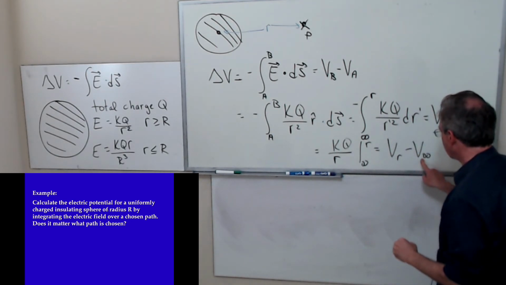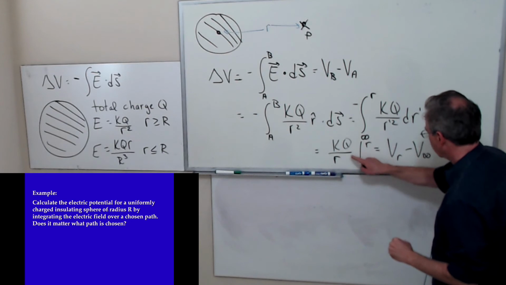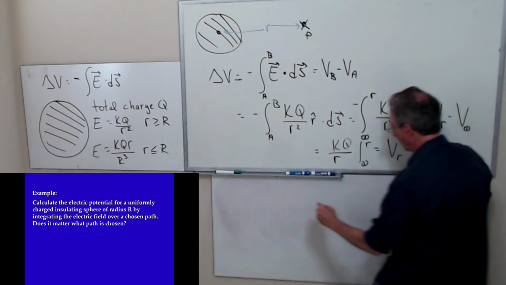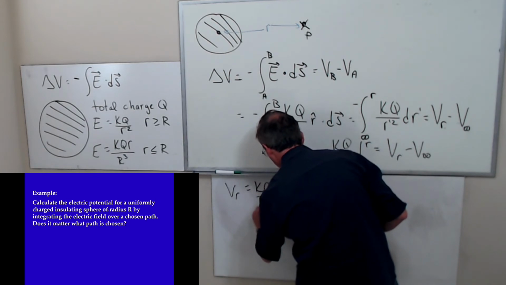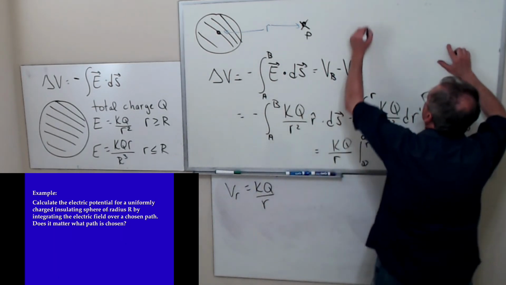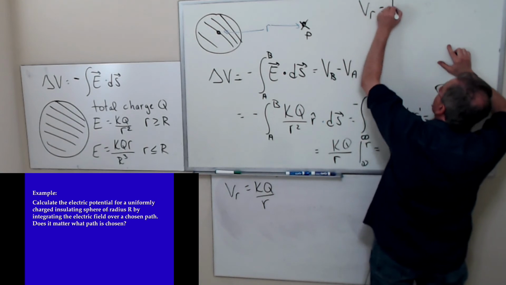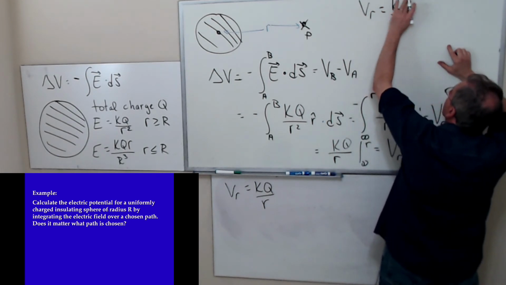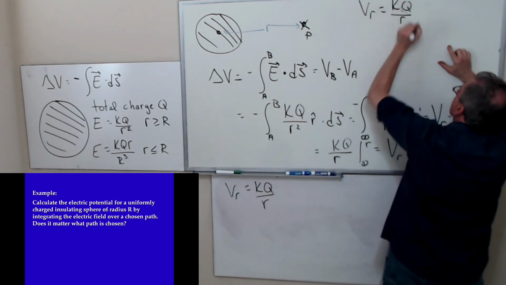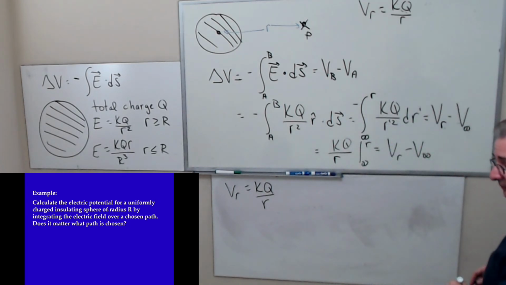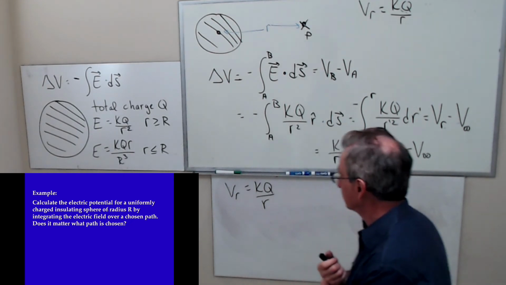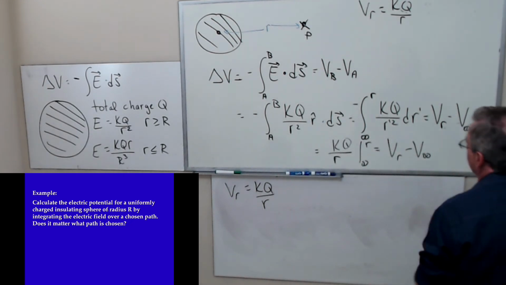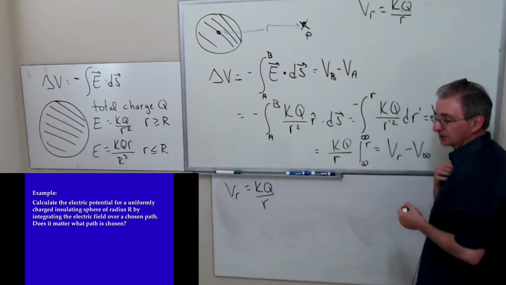So V at infinity is 0, and then the bottom limit is 0, so I get V sub r is KQ over R. That's it. It behaves like a point charge. So, okay, that's fine. It behaves like a point charge.